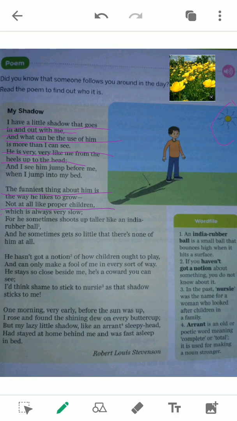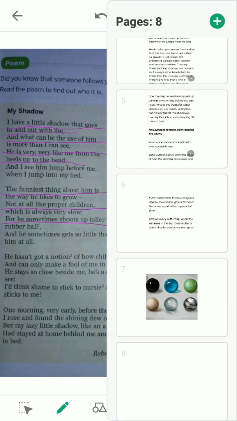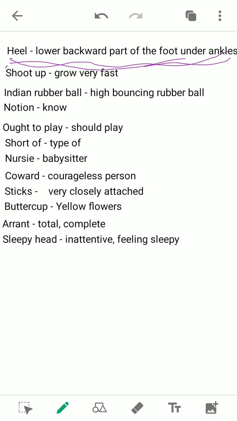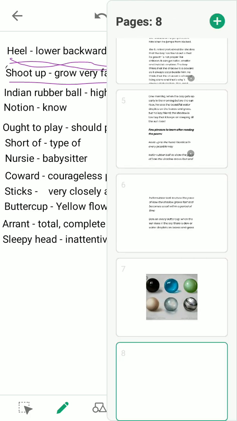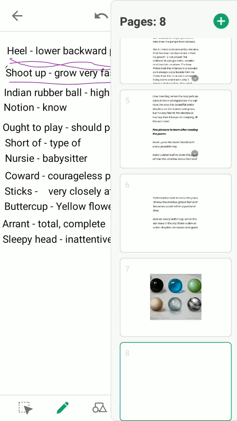Sometimes he shoots up taller like an Indian rubber ball. Shoots up means grows very fast. Here I have written, shoots up means grows very fast. How does the shadow grow? Like an Indian rubber ball.